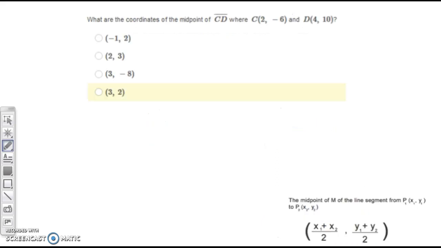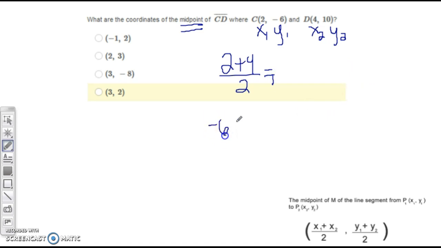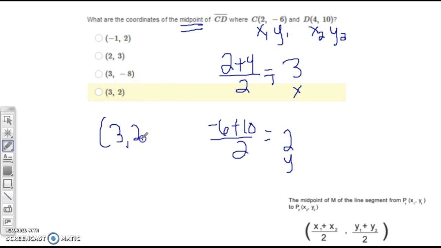Okay, it says what are the coordinates of the midpoint CD, where C is located here and D is located there? Well, we got kind of lucky on this midpoint question because it gives us the two endpoints. So we can go ahead and label them x1, y1, x2, y2, and plug them straight into our midpoint formula. So x plus x divided by 2. I'm going to go ahead and get what that equals, and then we'll do y plus y divided by 2. So we get 6 divided by 2, which is 3. And then we get 4 divided by 2, which is 2. So our ordered pair, this is our x value, that's our y value, so it should be (3, 2). Okay, good luck on your quiz.